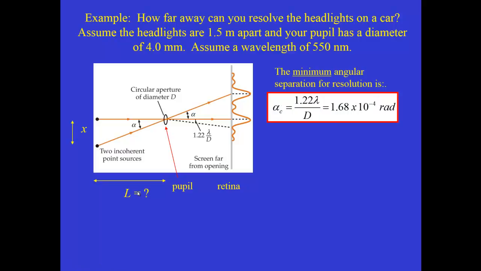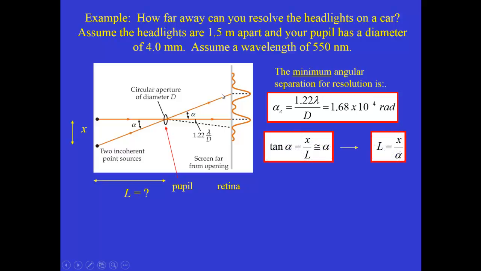The minimum separation is given by Rayleigh's criterion for lambda equals 550 nanometers and d of 4 millimeters. If you do the unit conversion, you get alpha is 1.68 times 10 to the minus 4 radians. Pretty small, right? Now, in this geometry, the tangent of alpha, there's a right triangle here, is x over the distance L, right? The opposite side over the adjacent side. And for the small angle approximation, we can regard that to also be alpha, because tan alpha and sine alpha and alpha are all approximately the same for small angles.